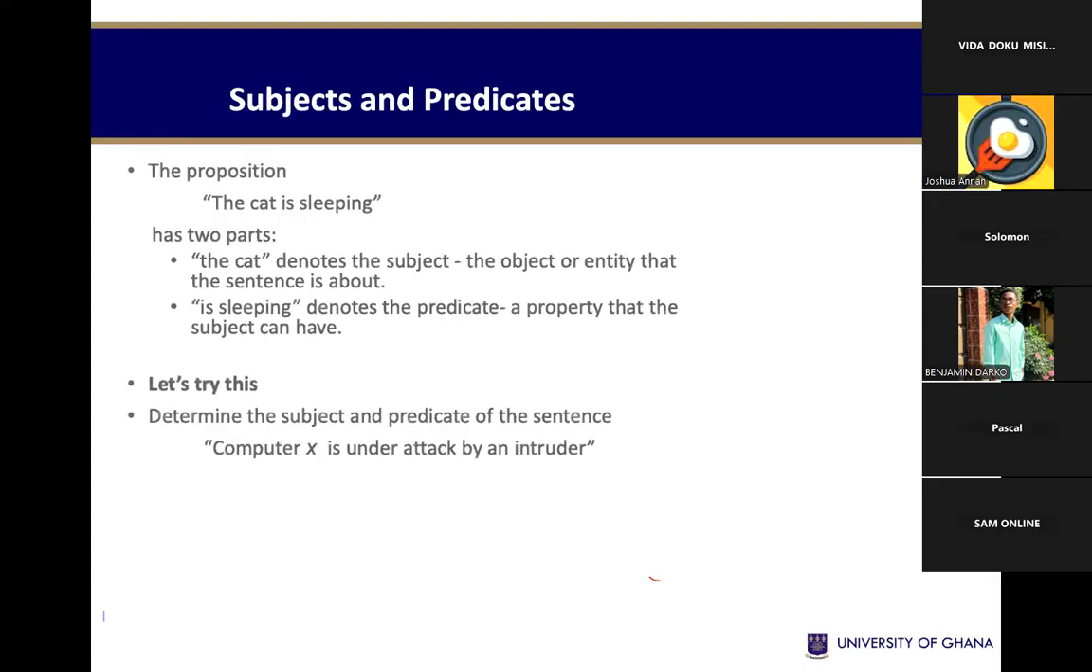Another key example in terms of trying to understand a predicate has to do with this. So the proposition, the cat is sleeping, right? We can assess that statement to be true, or we can assess it to be false. If the cat is with us, I can know that the cat is actually sleeping. It's a true statement. If the cat is not sleeping and is walking around, then we can say that it's a false statement. So it has two parts. The cat denotes the subject, the object or the entity that the sentence is all about. And then is sleeping denotes a predicate, which basically is a property that the subject can have. Okay.